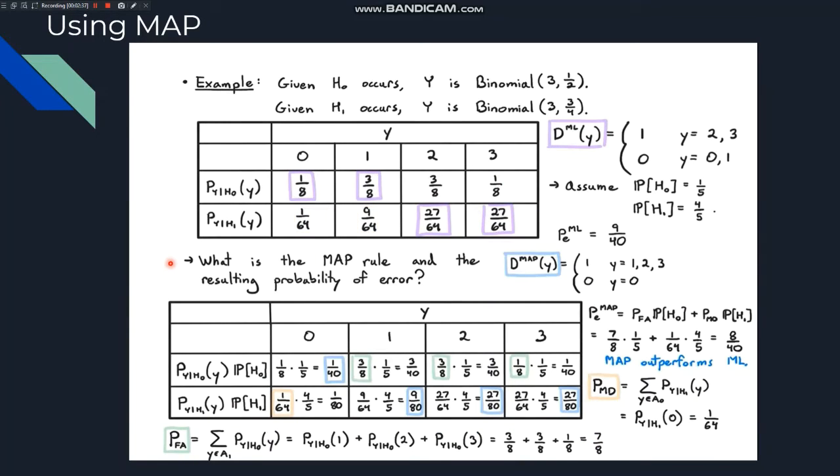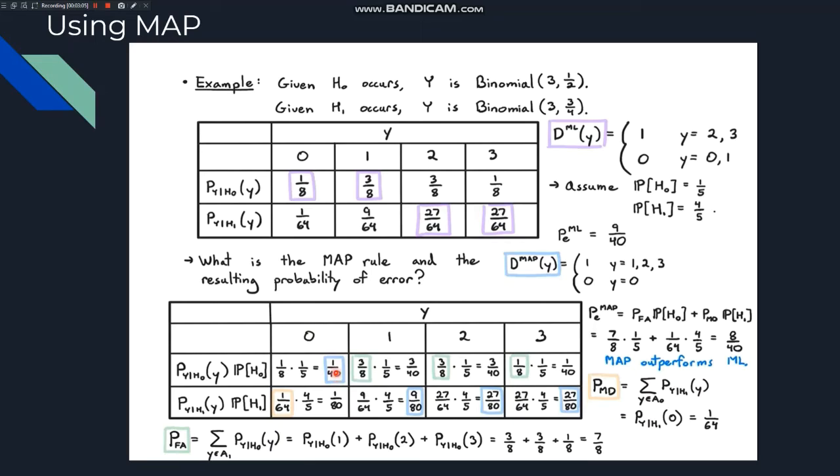Now, using the MAP rule, which is basically similar to ML, except that the table values here are scaled by P of H0 and P of H1. So the decision rule here will be: if P of y given H0 into P of H0 is greater than P of y given H1 into P of H1, we choose A0. Otherwise, we have to choose A1. So following the same procedure, we have formed the table for MAP.